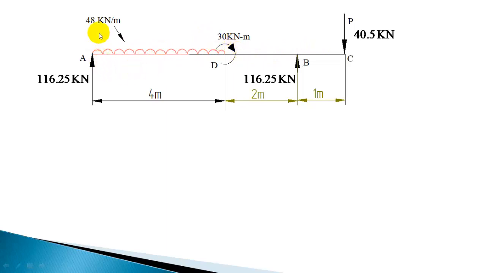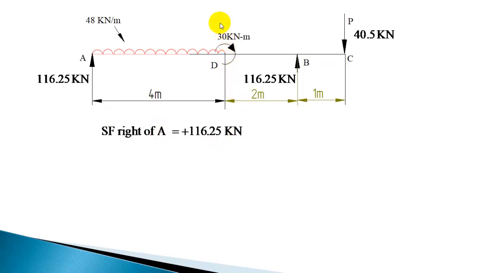So you have to take a section immediately right of A and immediately left of D. Immediately right of A, you have 116.25. So when you take a section and look at this left side, you have only one force, 116.25. So right of A, it is 116.25.